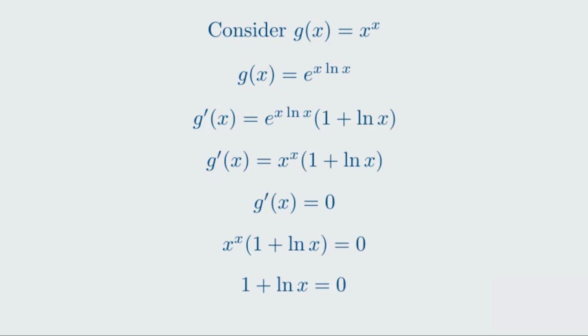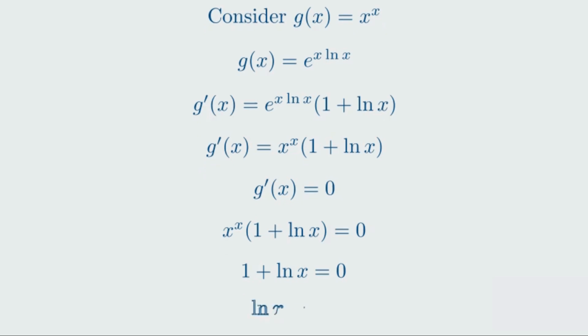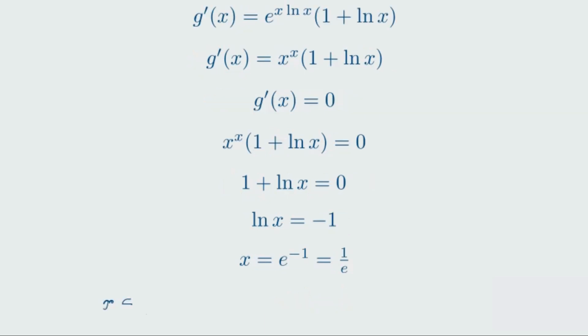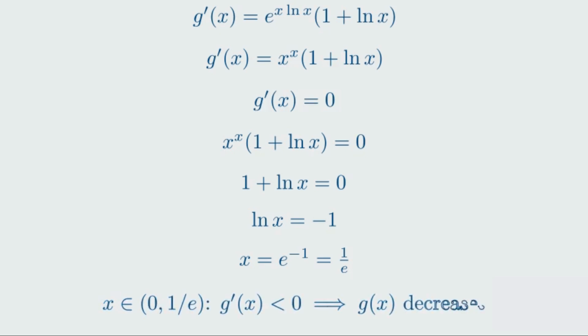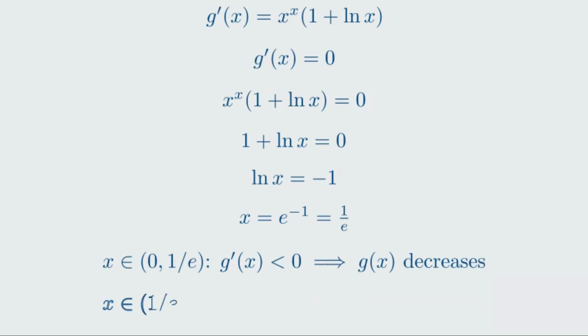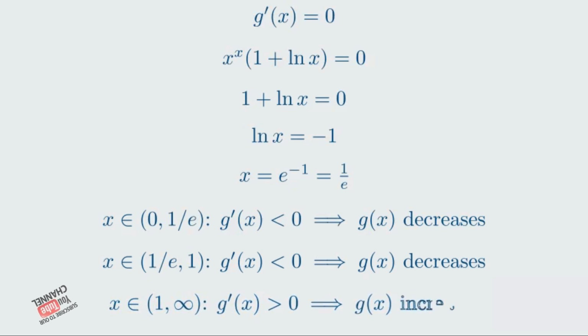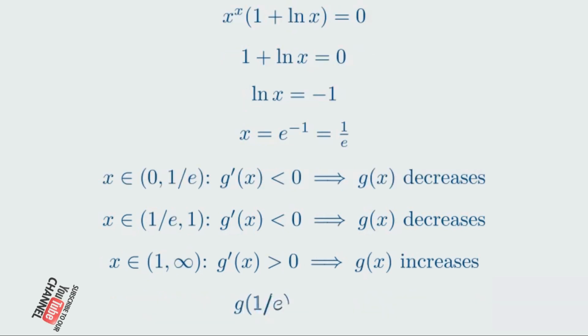This gives us ln x equals minus 1, which means x equals e to the minus 1, or 1 over e. At this point, g of 1 over e is the minimum value. This is approximately 0.69. For x values between 0 and 1 over e, the function decreases. For x values between 1 over e and 1, the function continues to decrease, from 1 to 0.69 in the other direction, then for x greater than 1, the function increases from 0.69 towards infinity. And at x equals 1, g of 1 is 1.